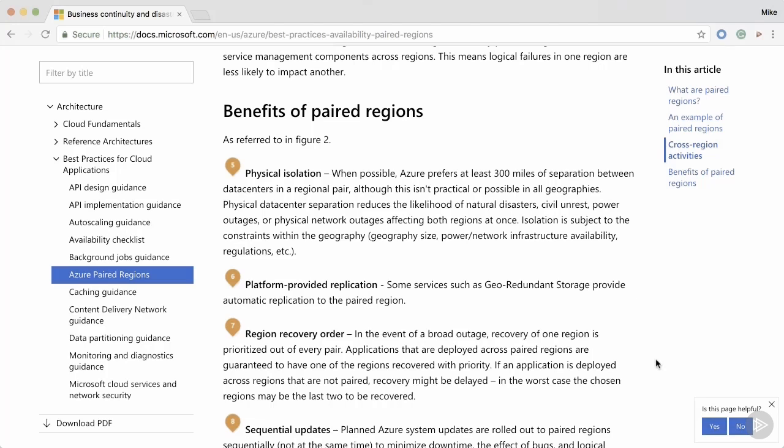Let's go ahead and move on to the next video, and we'll take a look at how you can determine which patterns and practices you should be using for architectures on the Azure platform.